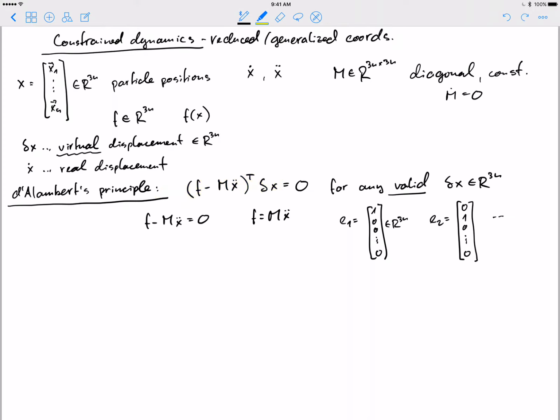So this is just to say that if you don't have any constraints, then D'Alembert's principle is equivalent to Newton's second law. So it's kind of not interesting, right? The things we are interested in now are the constraint dynamics cases. Okay. So let's actually look at some examples to make it a little bit more concrete.